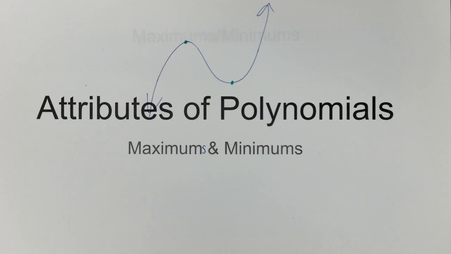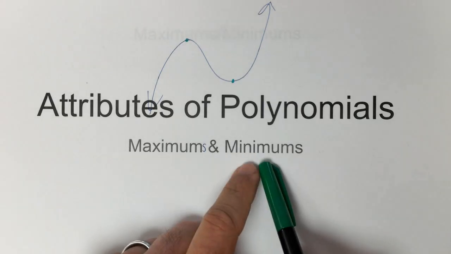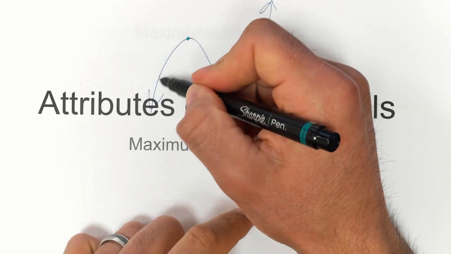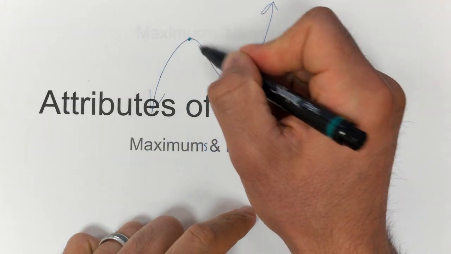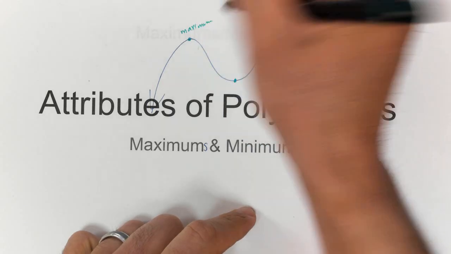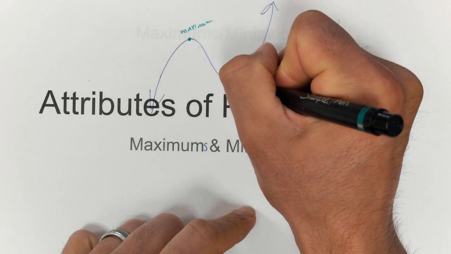What happens at those locations? What do we reach? Are we reaching a maximum value or are we reaching a minimum value? As you can see here, because it's going up, this part right here is a peak. We call this a maximum value. And whenever it dips to the bottom, we call it a minimum value.